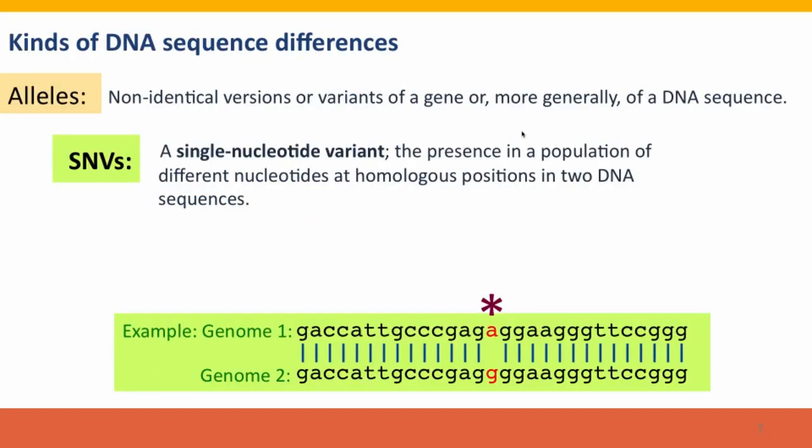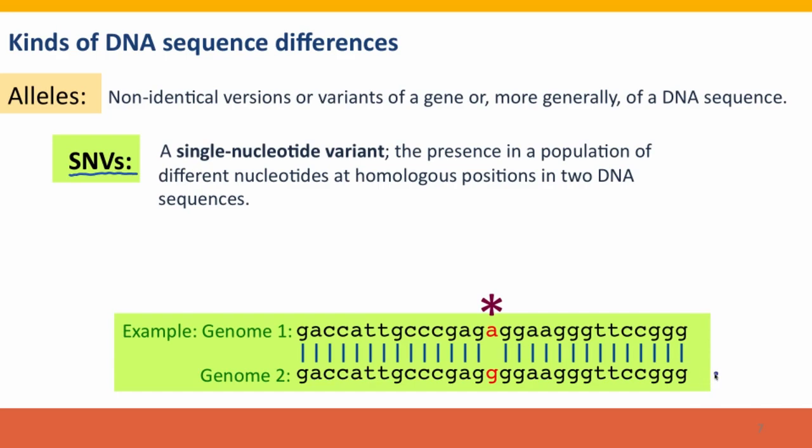Now let's think about kinds of DNA sequence differences. We already introduced the concept of alleles, different versions or variants of a gene. But now we're going to think about alleles in the context of DNA sequences. A term that we commonly use is a single nucleotide variant, often abbreviated as an SNV. That just means the presence in a population of different nucleotides at homologous positions in the two DNA sequences. So we have to be comparing homologous positions. We can tell that in this diagram here.